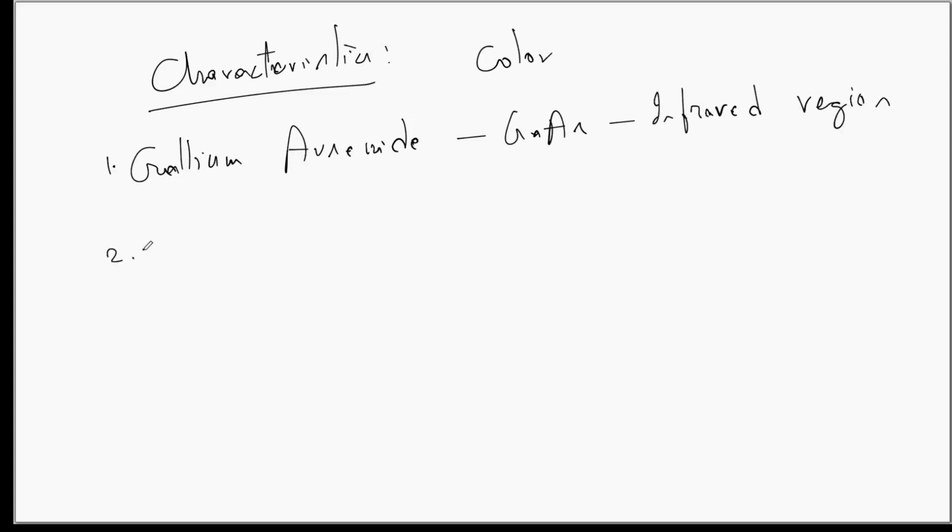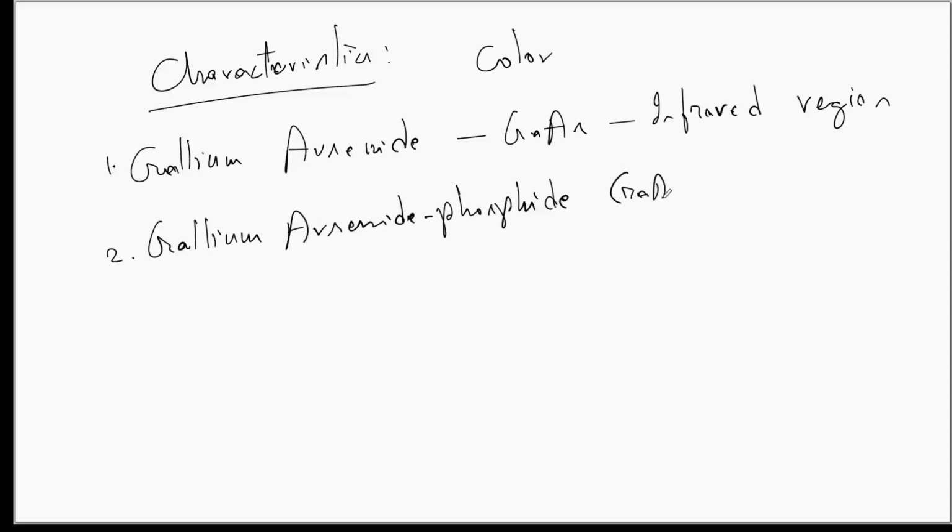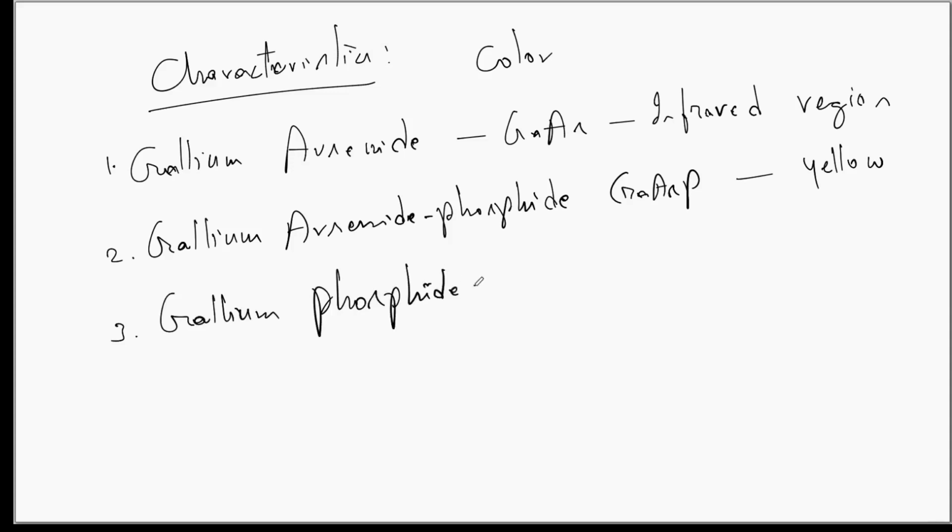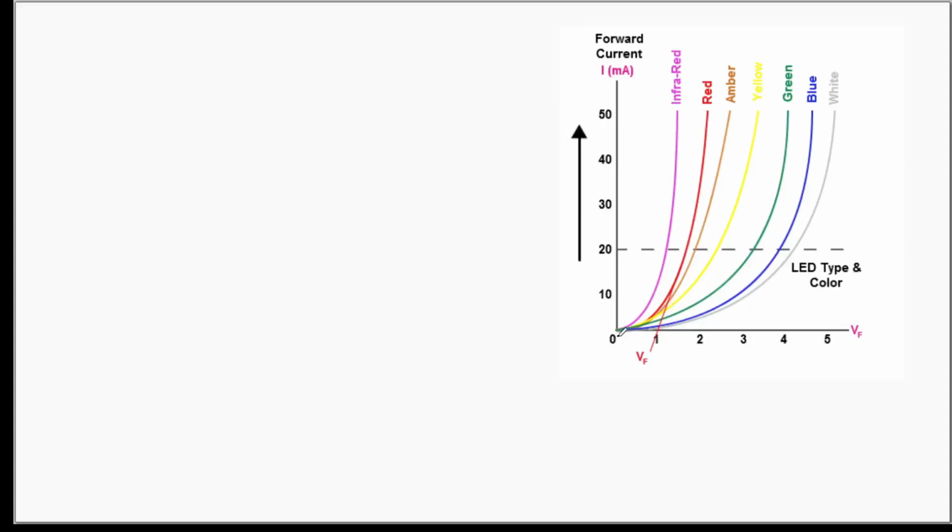If gallium arsenide phosphide is used, then you get the light in yellow color. Similarly, if one uses gallium phosphide, then can emit in red or green. And the forward biasing required for a typical LED is about 2 volts. If you plot the forward voltage along the x direction and the current through the junction along the y direction in milliamps, for a typical LED, the IV characteristic curves look like this. Each one of them corresponds to a particular family of LED.